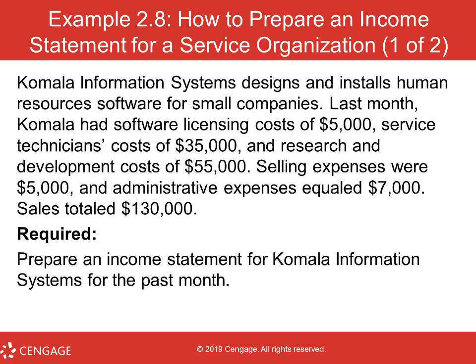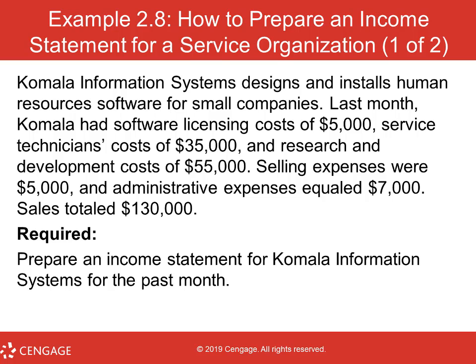Now let's look at example 2.8 on page 51 to see an example of an income statement for a service organization. So they tell us that Comala Information Systems designs and installs HR software for small companies. Last month, Comala had software licensing costs of $5,000, service technician costs of $35,000, and research and development costs of $55,000. Selling expenses were $5,000, and administrative expenses equaled $7,000.